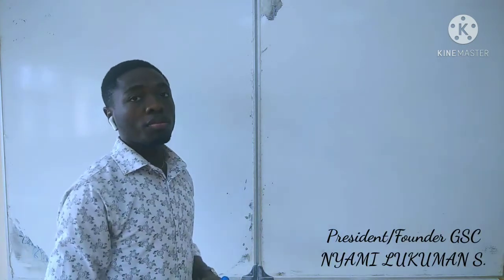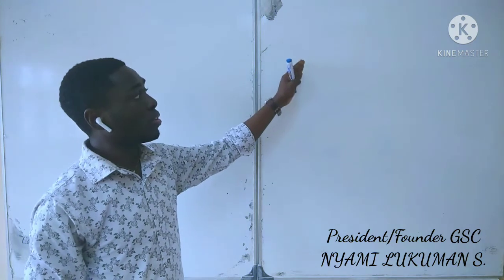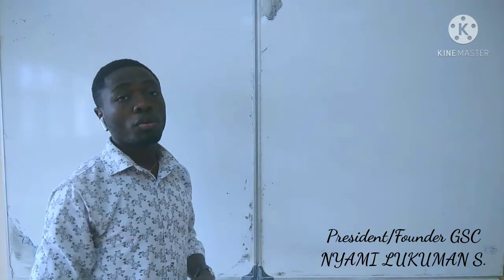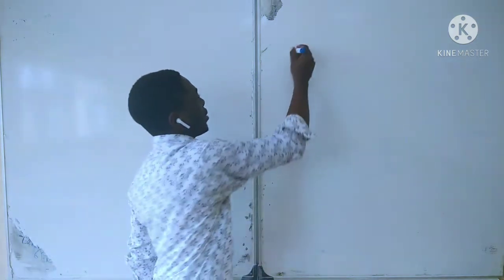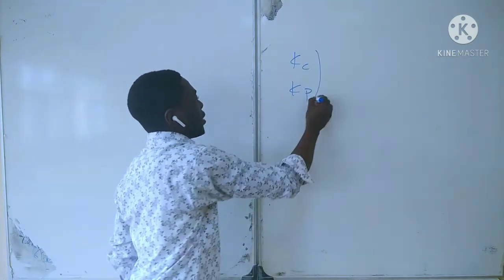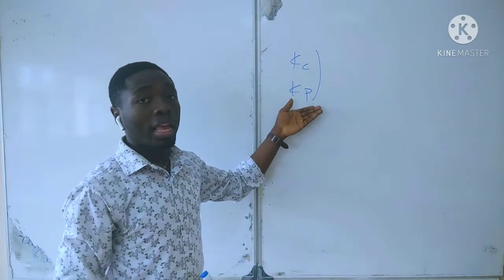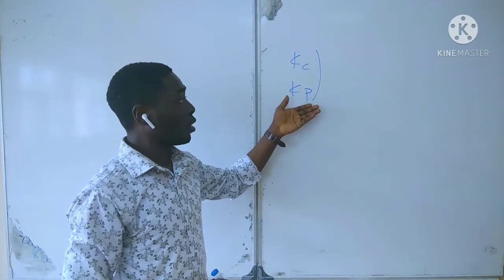Okay, on equilibrium. Now in this video, as I earlier said, we're going to be discussing the equilibrium constants, Kc and Kp. One very important thing about Kc and Kp is that it leads us to what we call the equilibrium law, the law of equilibrium.